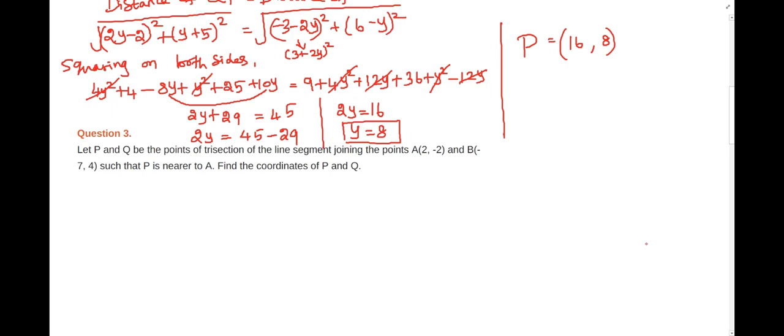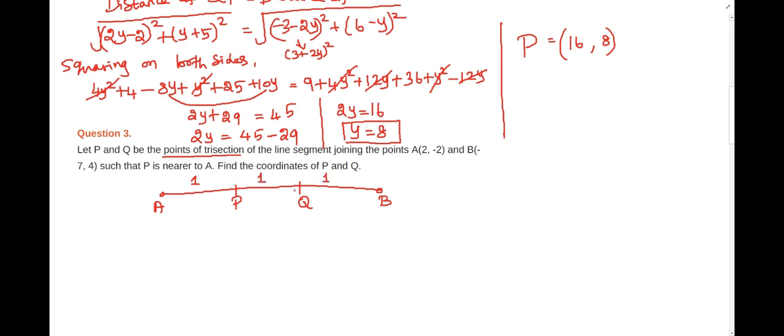Let P and Q be the points of trisection of the line segment joining the points A (2, -2) and B (-7, 4) such that P is nearer to A. Here concentrate on the word trisection and find the coordinates of P and Q. So the end points are A and B. This line segment is divided into three equal parts by P and Q. Since it is a trisection, the ratio will be 1:1:1.